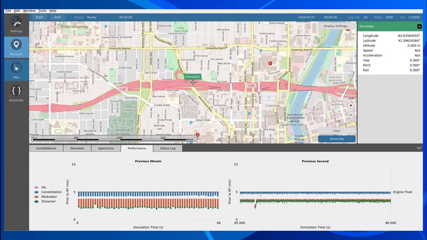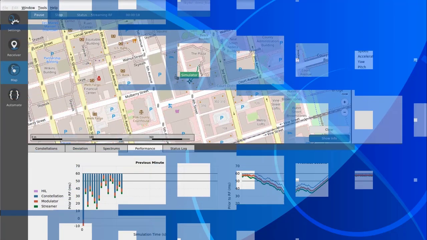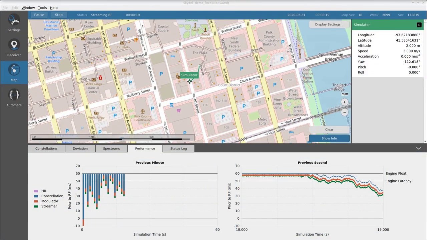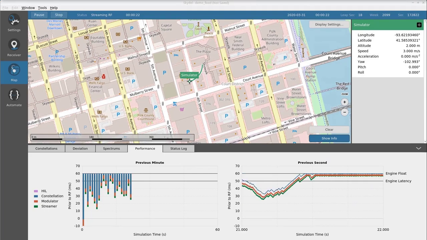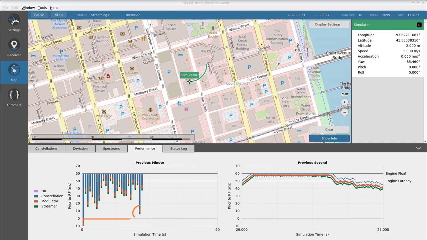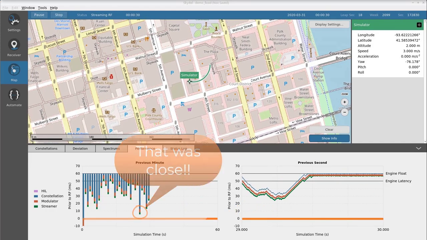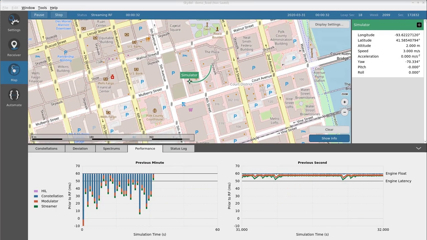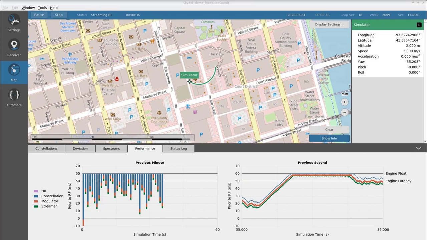Let's see how the graph looks when the system is not performing well. To achieve this, I'm going to lower the clock speed of the processor on the system. As you can see, the streamer is not performing well. It oscillates between falling behind and catching up. If it ever hits 0 milliseconds, it means that the streamer is currently performing calculations on data that should have already been sent to the radio. This results in an underrun, which stops the simulation.